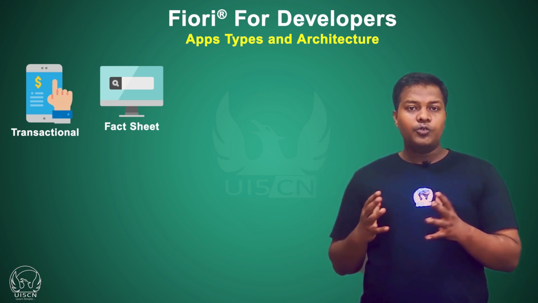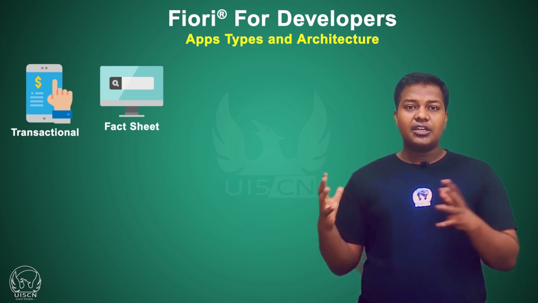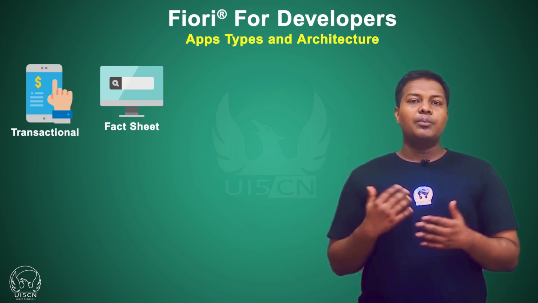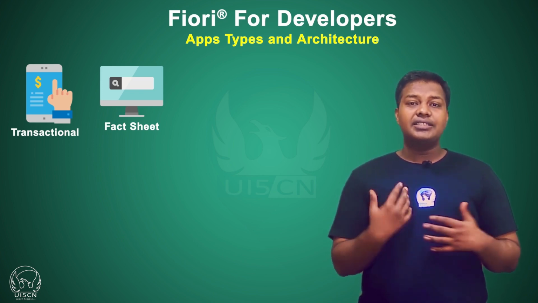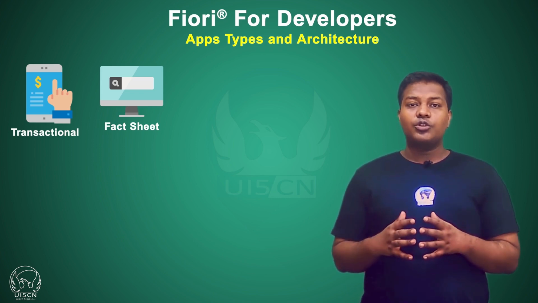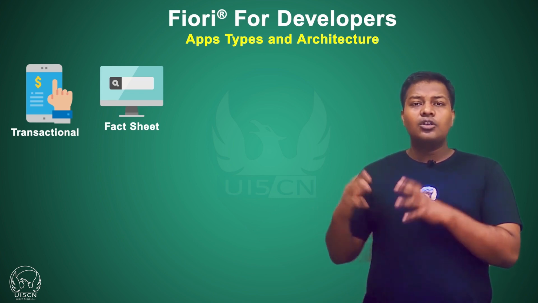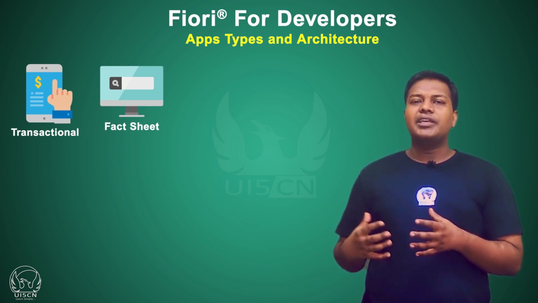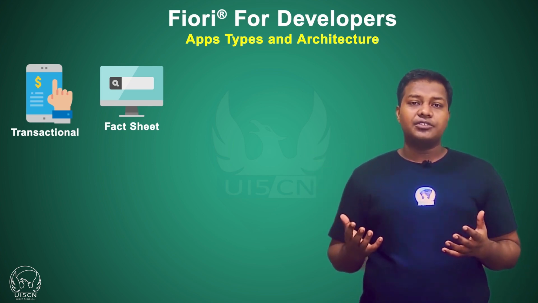So what we mean by contextual information is relative information about this particular purchase order, which can be approving that, rejecting that, editing that, or seeing the material related to that sales order or purchase order, what you have in this particular scenario. So those are basically the contextual information. And these types of application are called the fact sheet application.